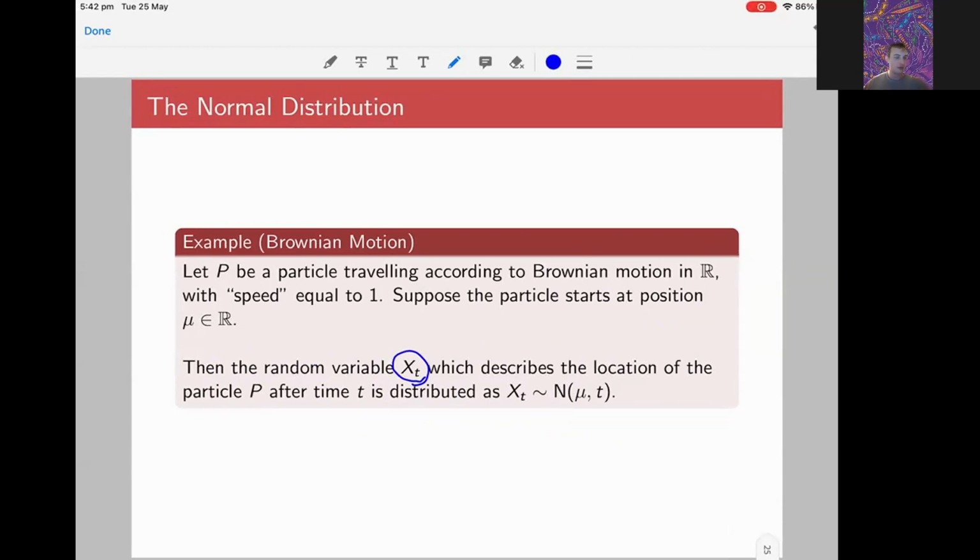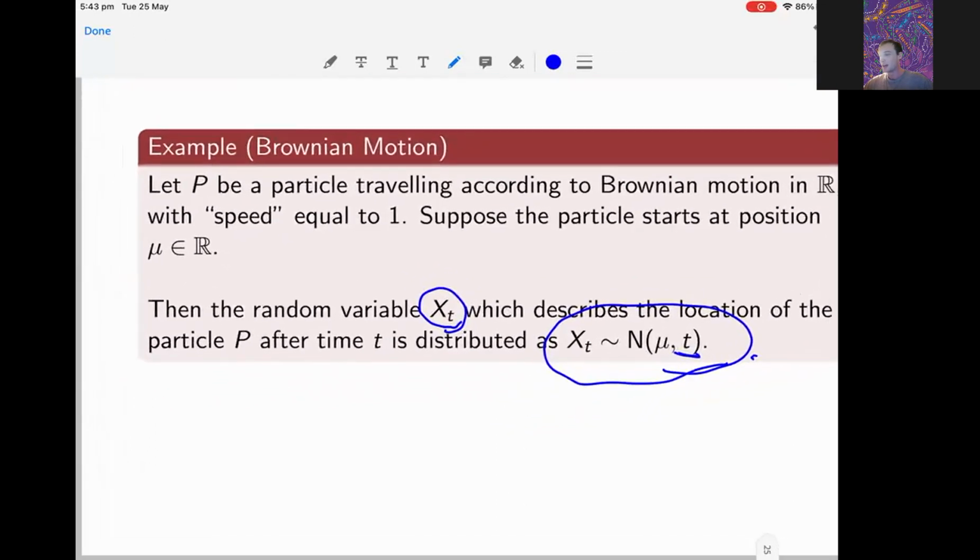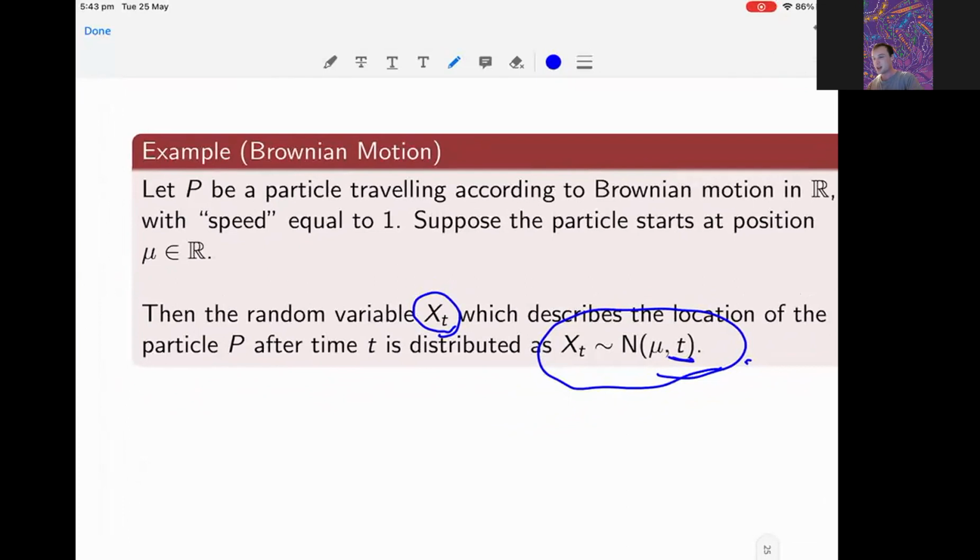Now, it's a random variable. It's impossible to say exactly where it's going to be, but it turns out that, by definition almost, since this particle is moving according to Brownian motion, this random variable has a normal distribution, and the parameters that describe this normal distribution are mu, the location that it started off at, as well as t, the amount of time which has passed. Now, I want to spend some time explaining why this is such a natural thing, and I'm going to do that by imagining that t is small and that t is large.